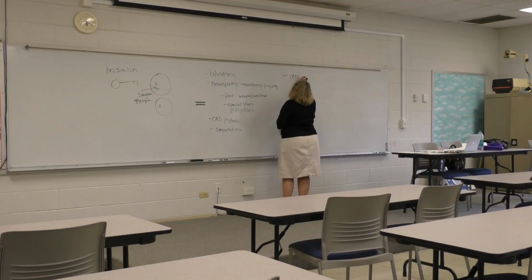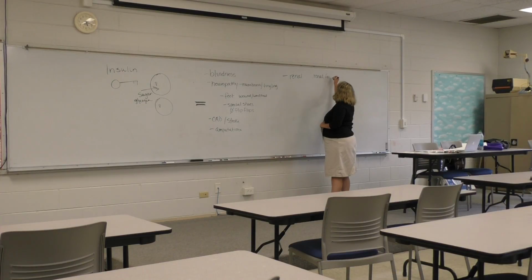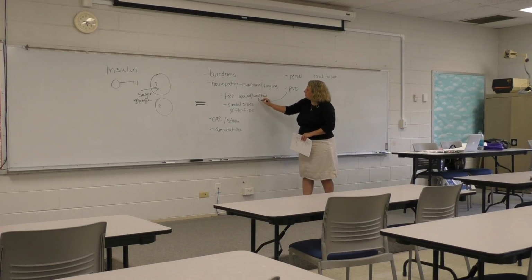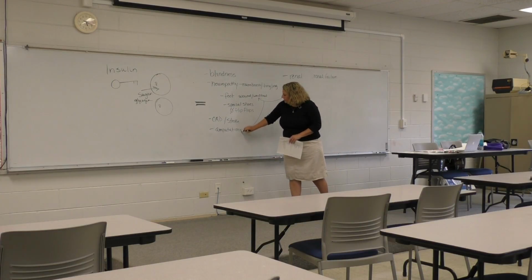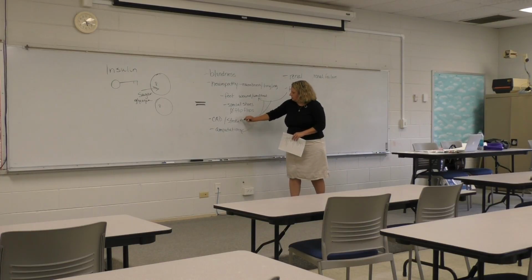Renal. It's the number one cause of renal failure. Kidneys quit working. And then also peripheral vascular disease, which ties in with the wounds that won't heal and the amputations. And stroke.